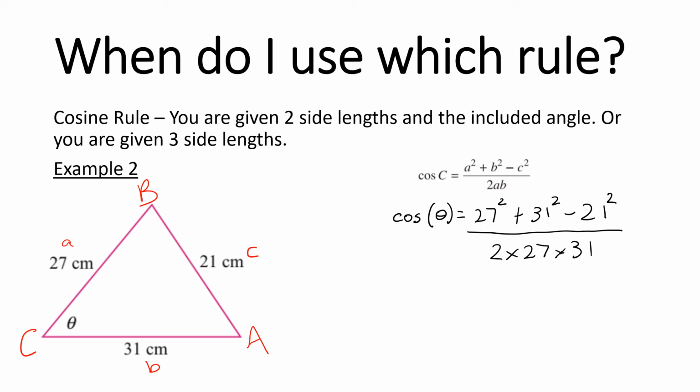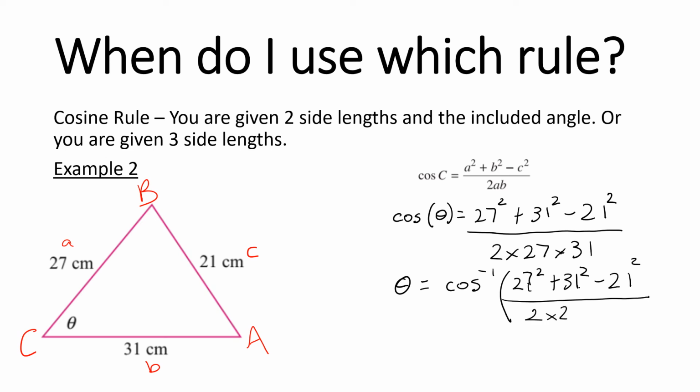Now, remembering whenever we find an angle, we're looking at the inverse of the trig ratio. So theta will equal the inverse cos of 27 squared plus 31 squared minus 21 squared over 2 times 27 times 31. And if you enter that into your calculator, theta will equal 42 degrees.